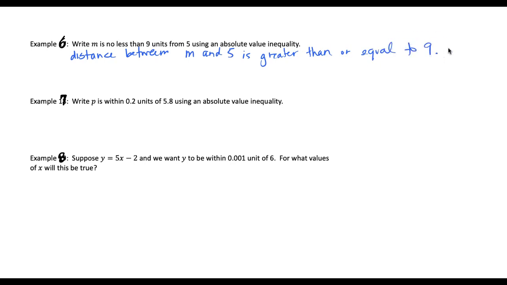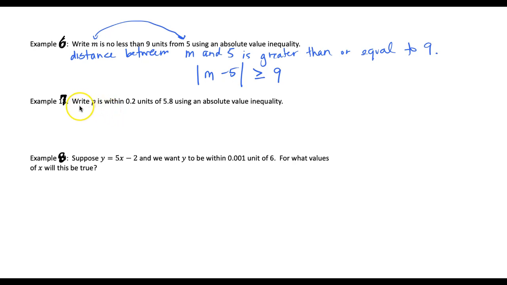So sometimes it's nice to just rearrange it in more of how we think. So m is no less than 9 units from 5. So the distance from m to 5 has to be bigger than or equal to 9. So the distance between m and 5 is the absolute value of the difference from m to 5, and we know that has to be greater than or equal to 9.